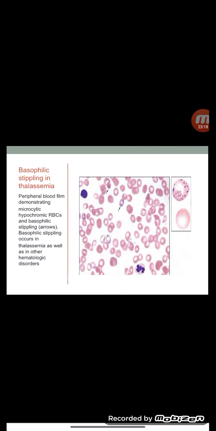And basophilic stippling, you can see the blue dots around in the RBC, and it is because of the abnormal iron or ferritin storage in these cells.